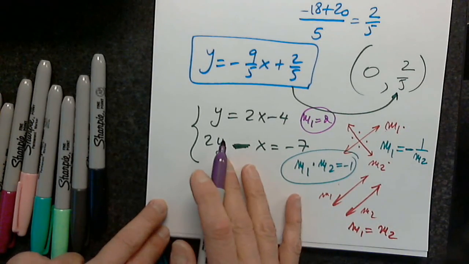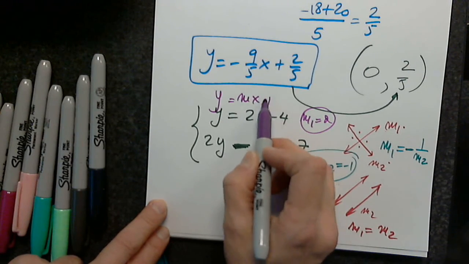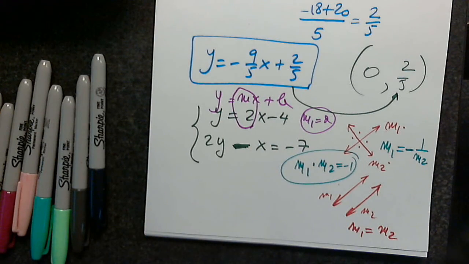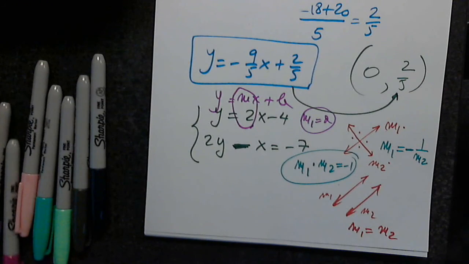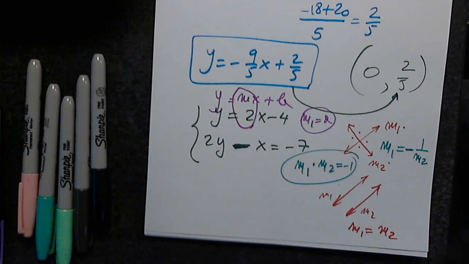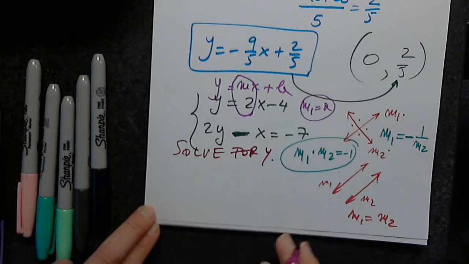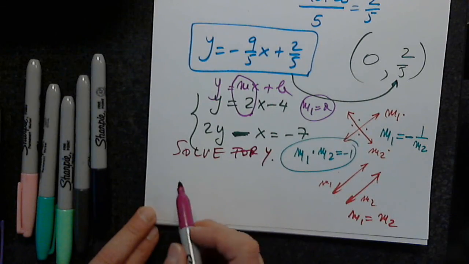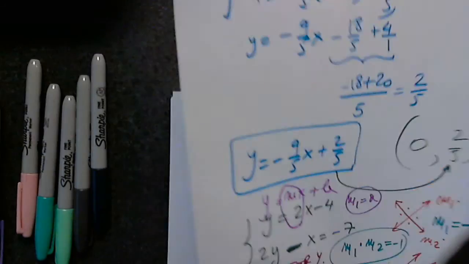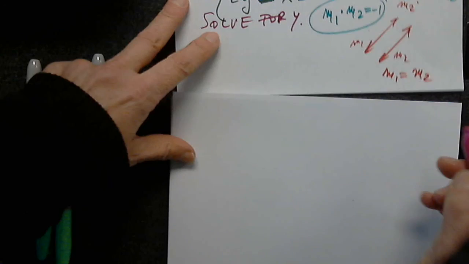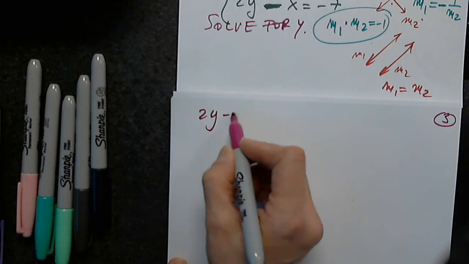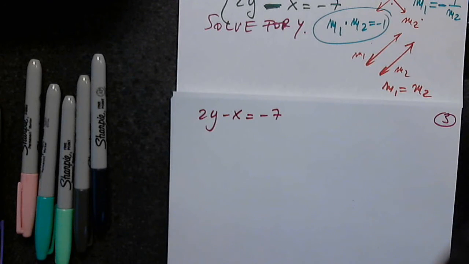Clear. Because this was compared to y equals mx plus b, where this is clearly the slope. Good. What should I do to the second one in order to determine the slope? You let y stay by itself. I solve for y. Excellent. I must solve for y, indeed. So then, what will be the first step? I'm going to copy it here one more time. So I have 2y minus x equals -7. What should I do to solve for y?